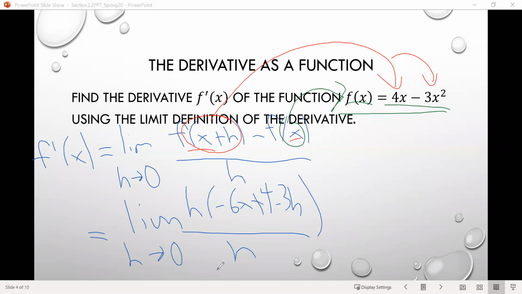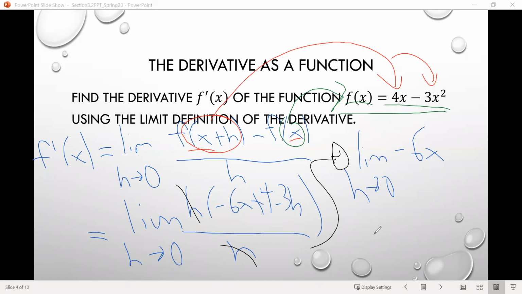Okay, and then as we saw in section 3.1, the h's can cancel. So then we just have the limit as h goes to 0 of negative 6x plus 4 minus 3h. And just as we saw in the problems we did before, in this case, h equals 0 is now in the domain of this function, so we can just plug it in for h there to find our limit. And we do that, we end up with negative 6x plus 4. And that would be our derivative, our f prime.